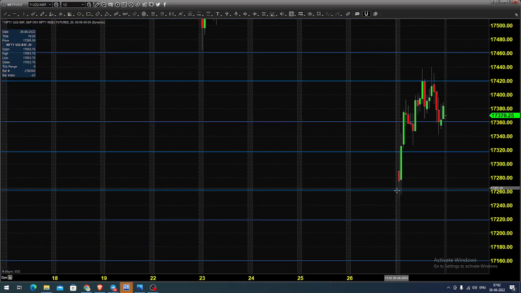But after the price opening, because of profit booking, you could see the price had recovered. Slowly, steadily, the price took support near 17,360 and faced resistance around 17,420. Finally, the price came and closed near 17,370.